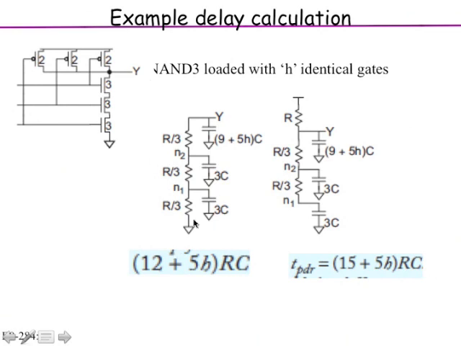So whether I am doing pull down or pull up, there is a load capacitance of 5HC, plus, as we already saw, a parasitic self capacitance of 2C from each of the PMOSes and 3C from the top NMOS, which is 9C. So 9 plus 5H, times C, is the load here. The others remain the same. This is for the pull down and this is for the pull up. Again, we are looking at the worst case.